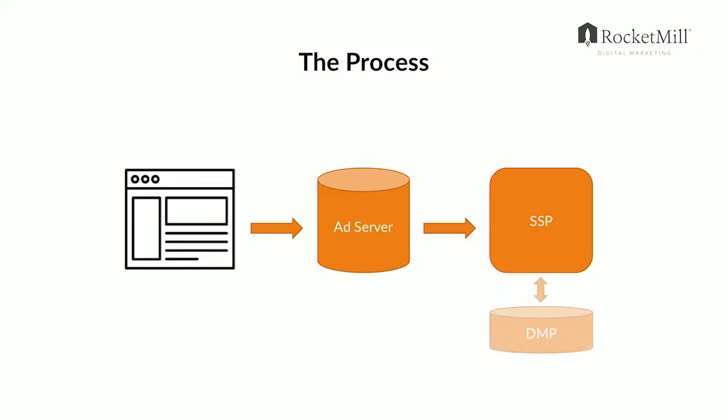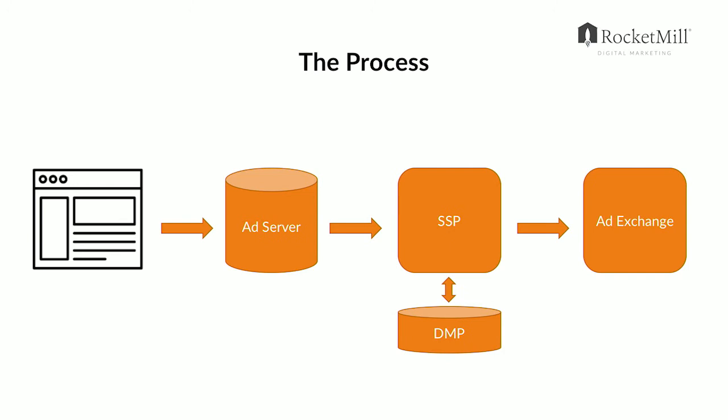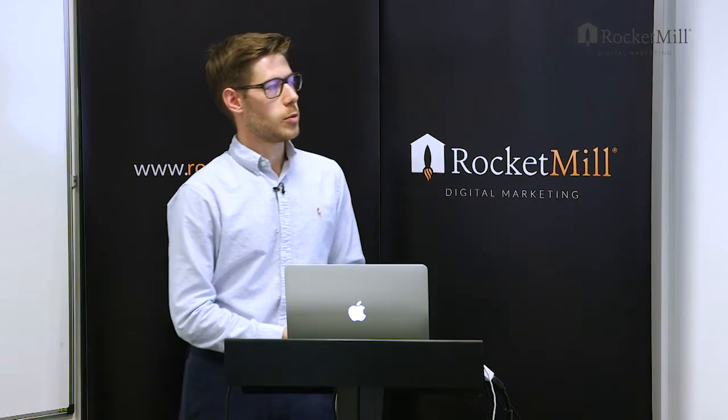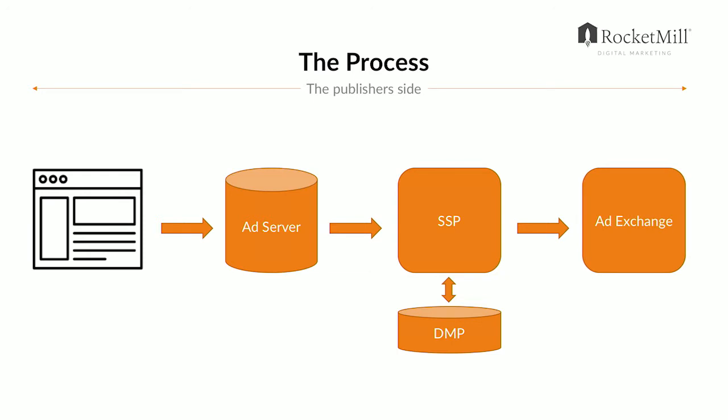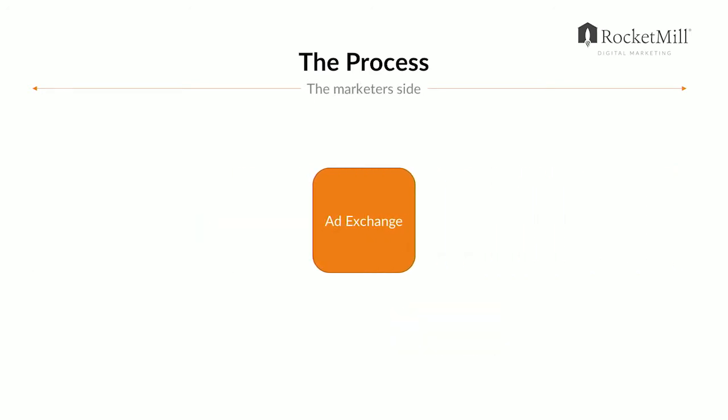That SSP will connect to a DMP, the data management platform, to see if it's seen the user before or if it has any other information on them. Then it will package all of that up and send it off to the ad exchange. That is the publisher's side of the process, the people selling the inventory. That opportunity is now sitting on the ad exchange. So if we now switch over to the marketer's side, our side, what we have control over.